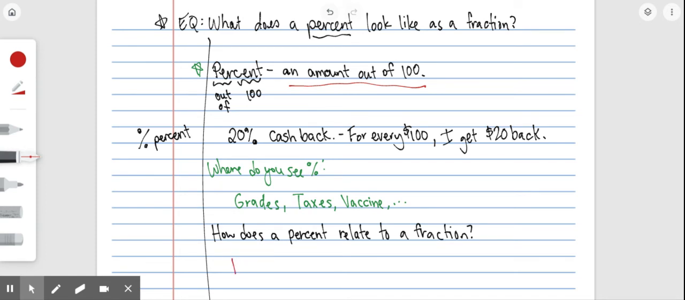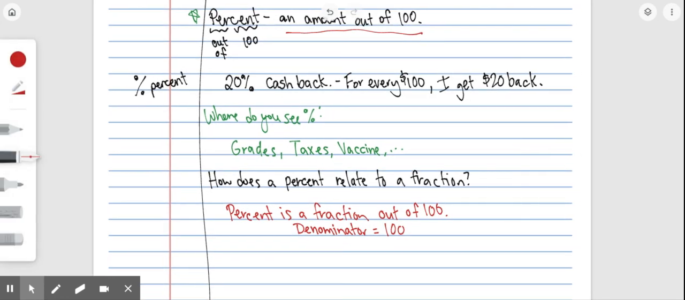So a percent is a fraction out of 100. That means whenever you write a percent, it can be expressed with a denominator of 100. So the denominator is 100. Okay, let's do some examples.